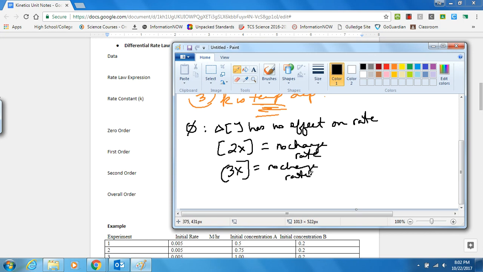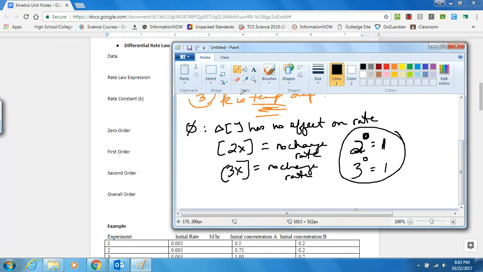Now, how do we represent this mathematically? Why is it zero order? Why do we give it that number? Well, what is 2 raised to the 0? It's equal to 1. What is 3 raised to the 0? It's equal to 1. And if my rate doesn't change, isn't it like saying that it's times 1? It's the same number, right? So that's where we're getting this zero order. We have our concentration change raised to the zero order, which means our rate does not change at all. So this is our mathematical relationship and where zero order comes into play.